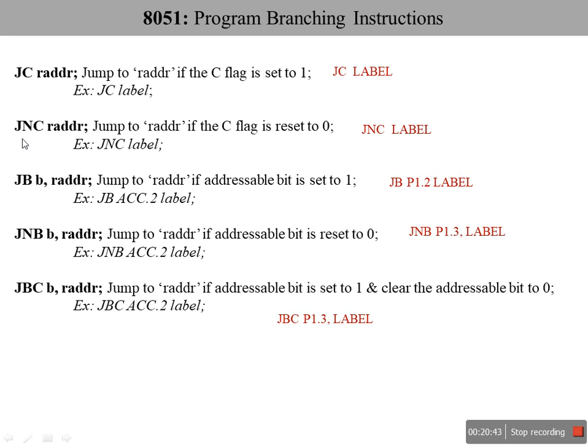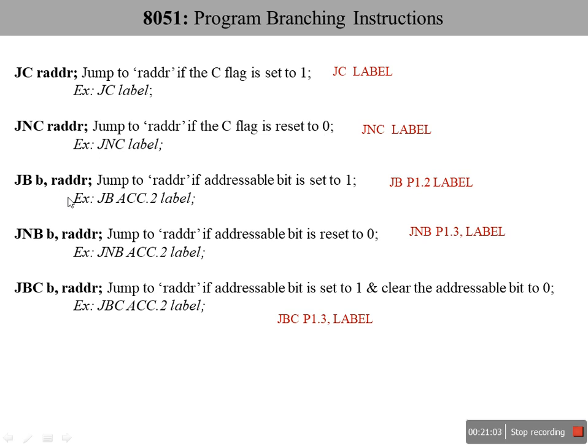Similarly, JNC, jump if no carry, to a relative address: jump to the specified address or label if the carry flag is reset, that is, reset to 0. JNC label, where the label is the address to which the control has to be taken if the carry flag is reset.